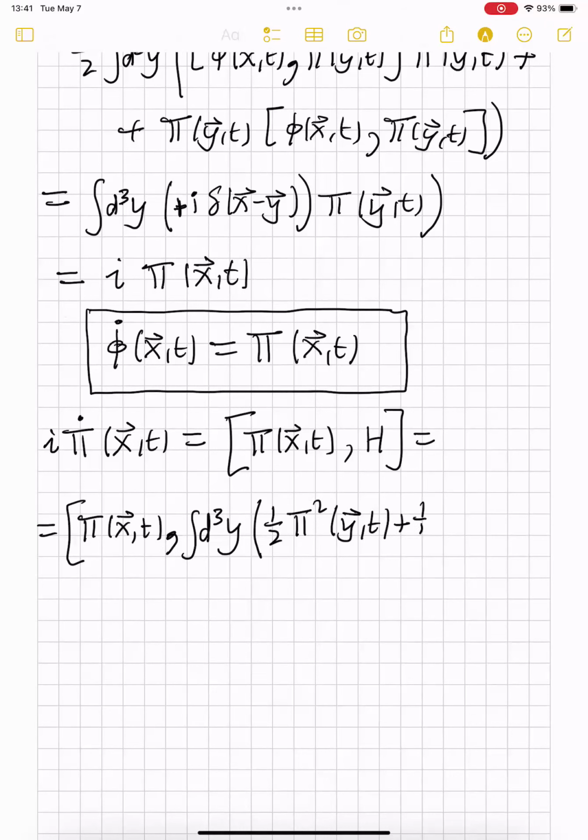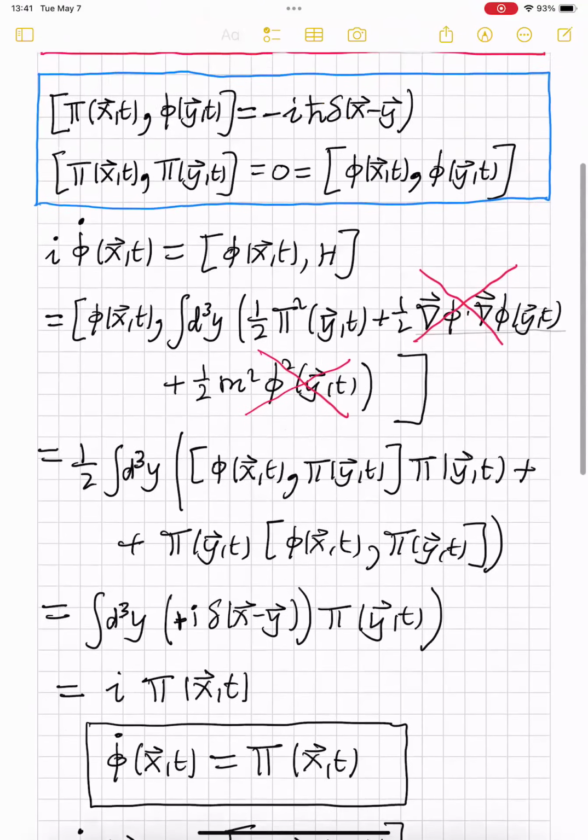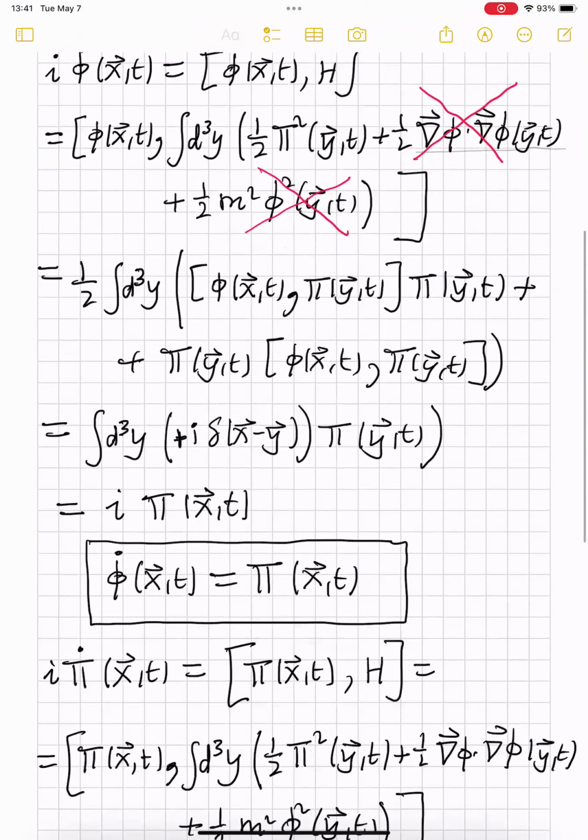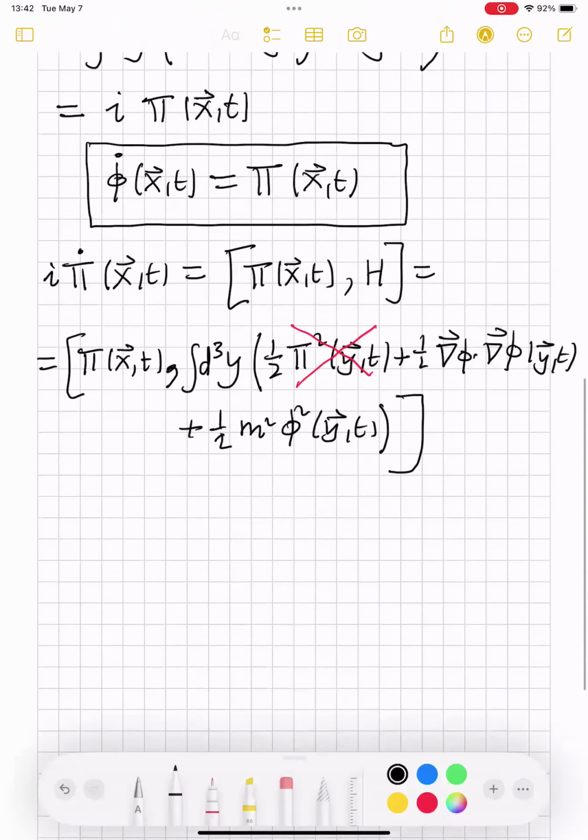Then we'll have plus 1/2 the gradient of phi dotted into the gradient of phi of y and t. And then we will have plus 1/2 m squared phi squared of y and t. Good. Now, this time, pi commutes with pi, so the commutator of pi with pi is 0. So that means when calculating this commutator, we can neglect the pi squared terms. The remaining two terms are rather straightforward to compute.